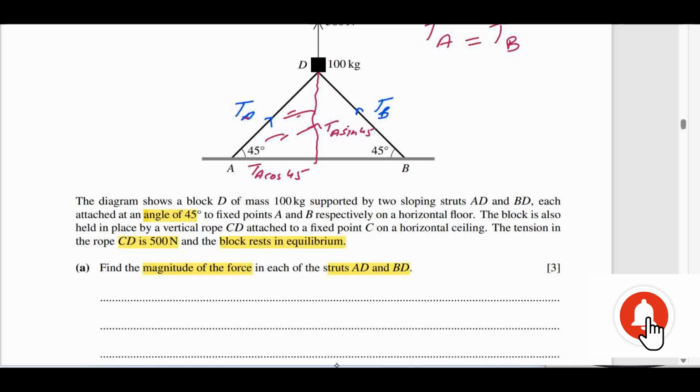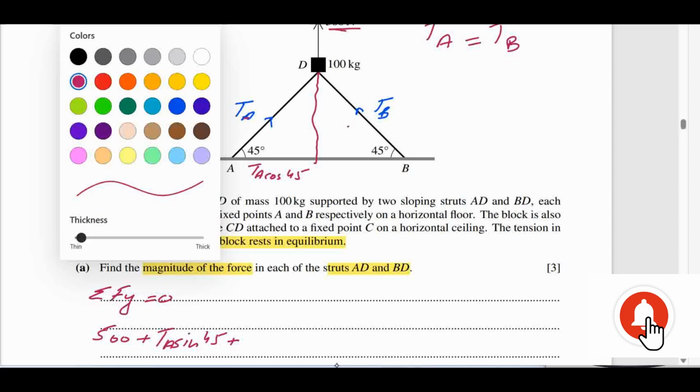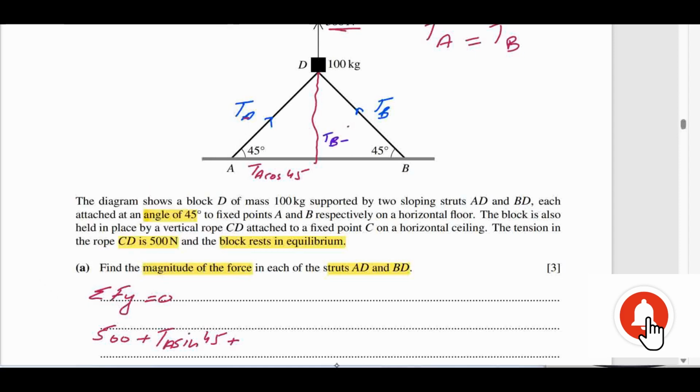First of all, if it is in equilibrium, it means that the summation of vertical forces will be equal to zero. Now if we look at the vertical forces, it is going upward, 500 Newton, plus TA sine of 45 plus, now here there are two forces, one is TA and one is TB. If you consider the triangle on this side, TB's vertical component will be TB sine of 45. And if we consider this triangle, then TA sine of 45. And their direction is upward for both.